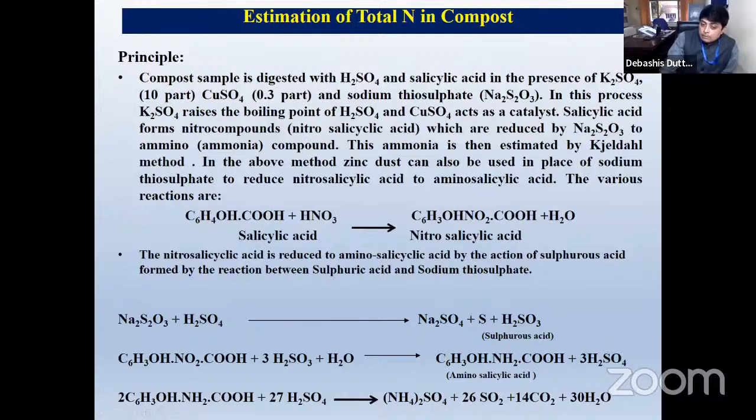From this ammonium sulfate, the ammonia is distilled through the Kjeldahl method, from where we can estimate how much nitrogen is present in the organic source of nutrients we are going to apply in the field. So before that we should convert all forms of nitrogen into the ammoniacal form of nitrogen, and this ammoniacal form is easily distilled through the Kjeldahl distillation procedure, where we can estimate how much nitrogen is present.